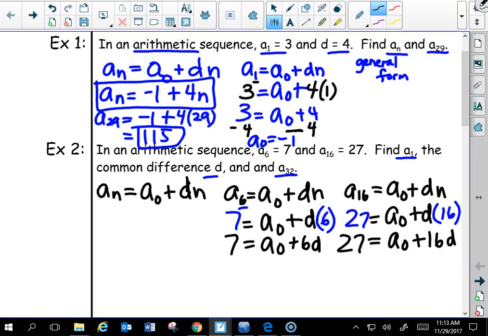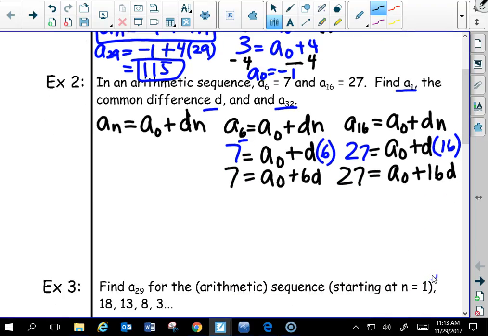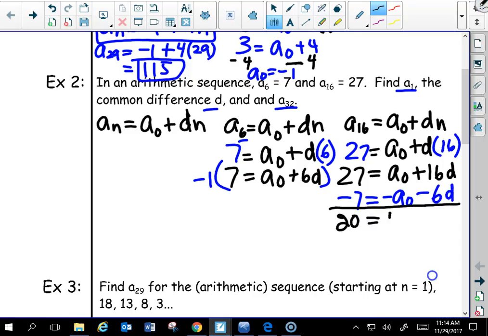And if I multiply one of these equations by negative 1, it'll cancel out the a sub 0s. I'm just going to solve this like a system of equations using elimination. And it looks like it's going to be easiest to multiply this by negative 1. So I get negative 7 equals negative a sub 0. So my a sub 0s will cancel. Minus 16. So when I combine those, I get 20 equals 10d. And then solving for d, looks like d is equal to 2.